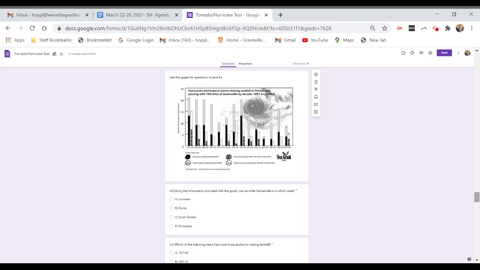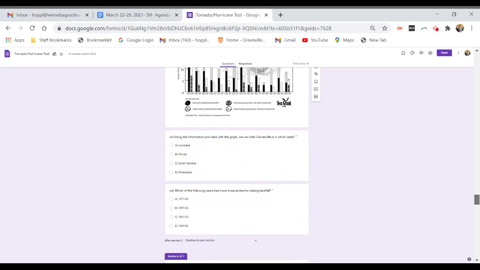Question 43, using the information provided with the graph, we can infer or guess that Gainesville is in which state? A, Louisiana, B, Florida, C, South Carolina, or D, Mississippi?